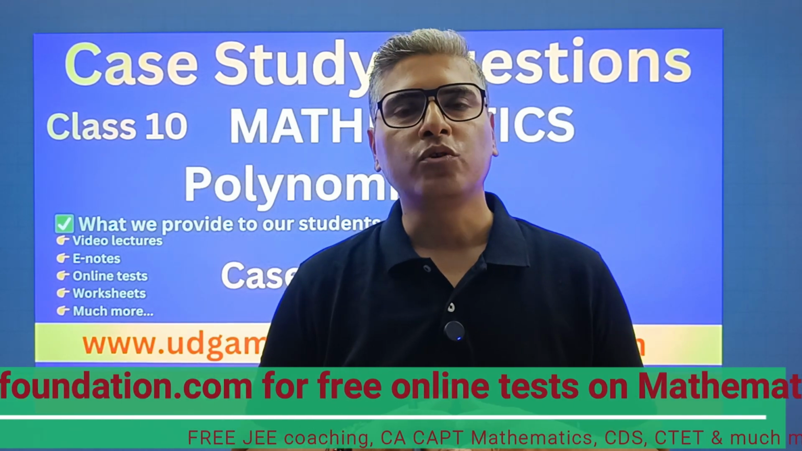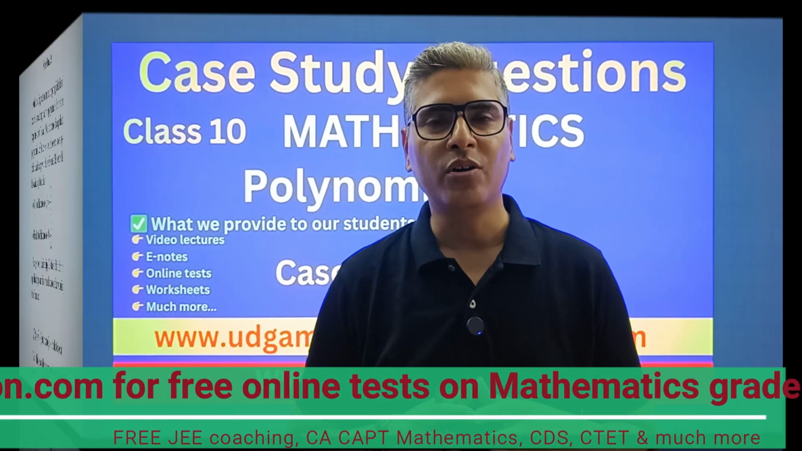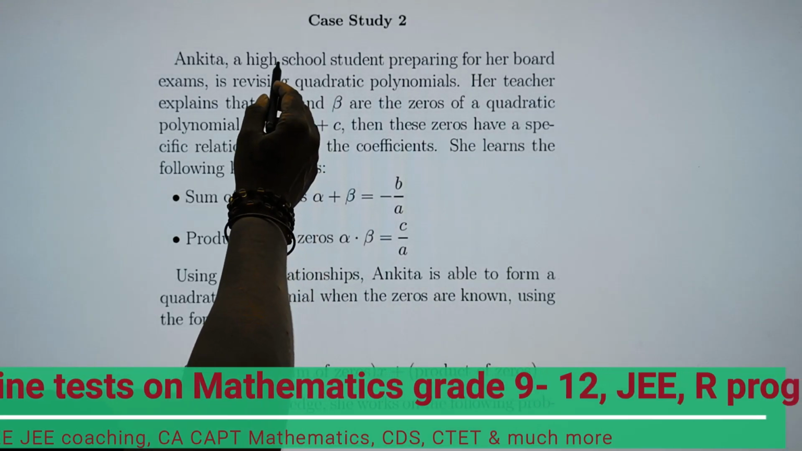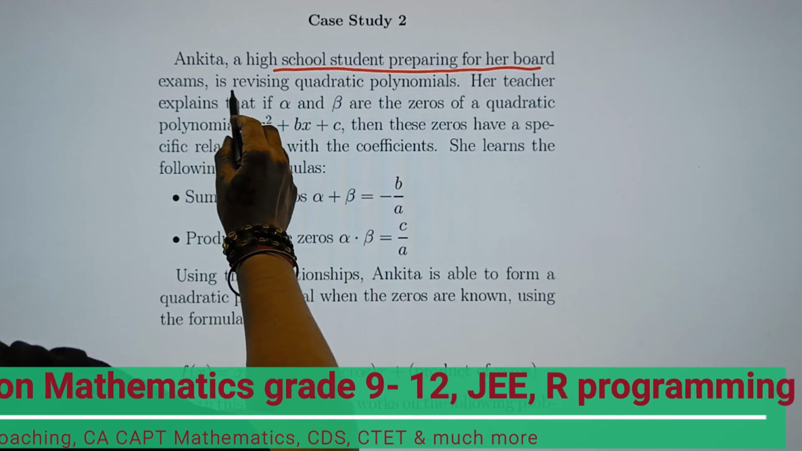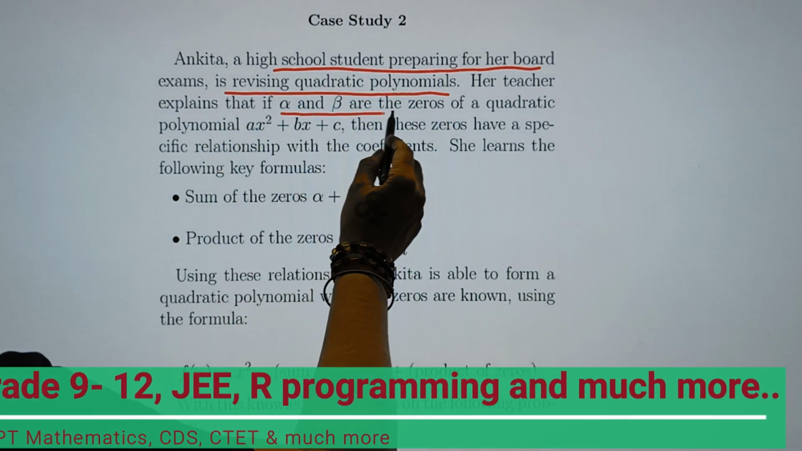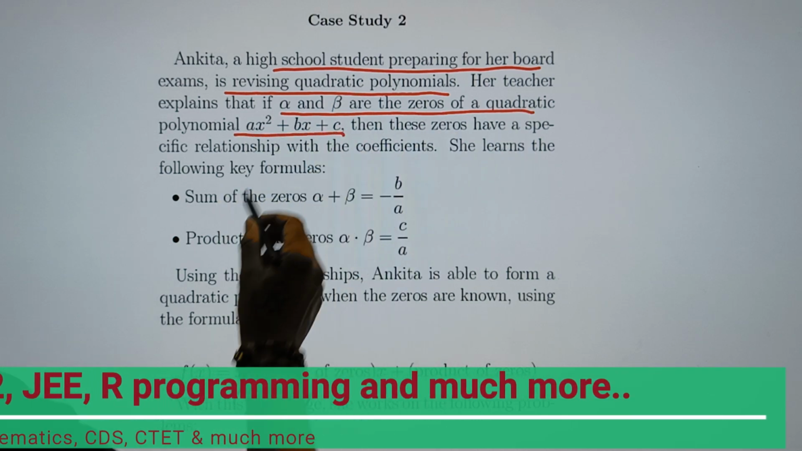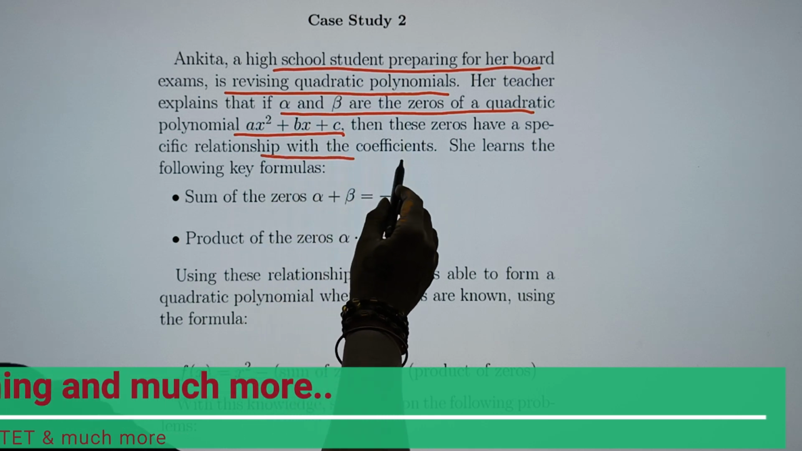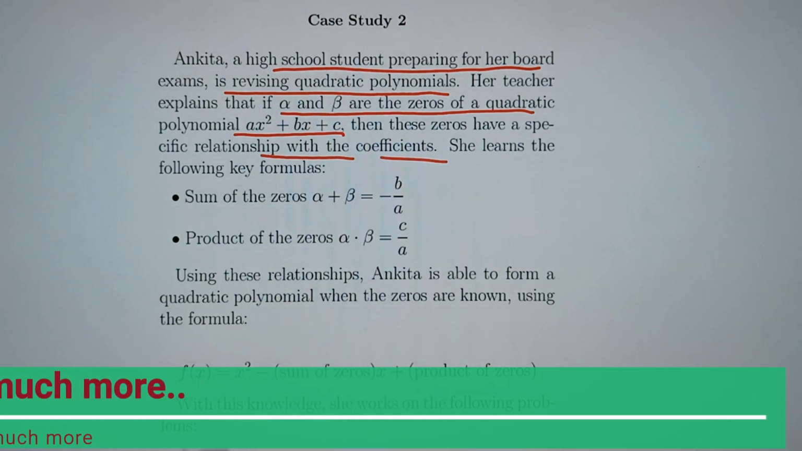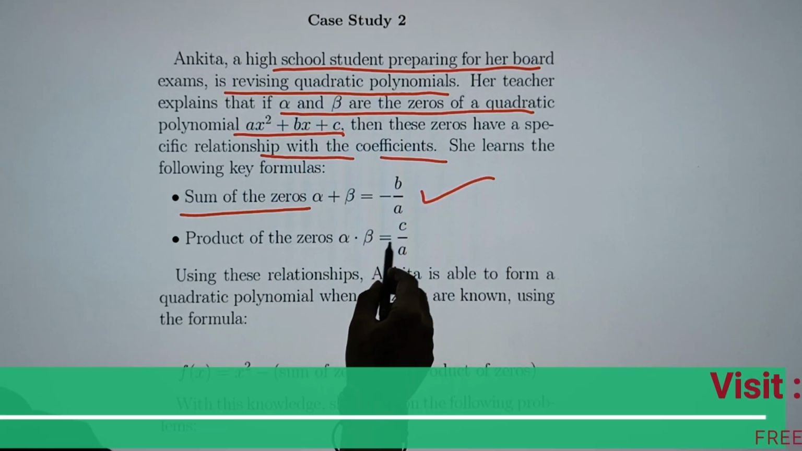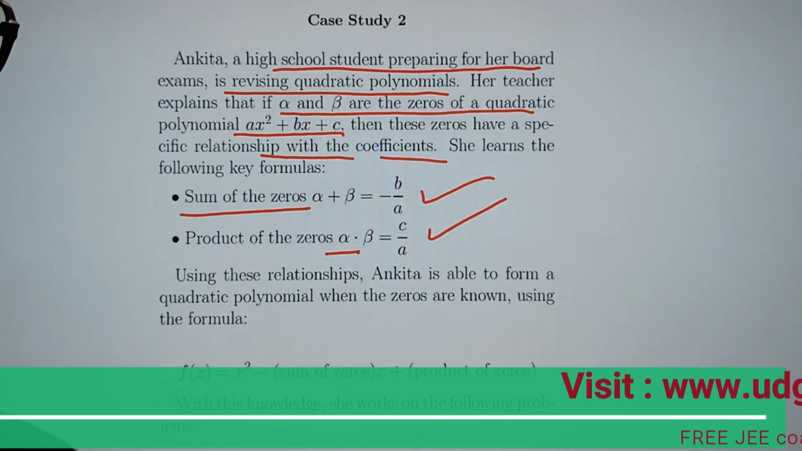So let's move towards our case study number 2 on polynomial. So students, this is our case study number 2. Ankita, a high school student preparing for her board exam, is revising quadratic polynomials. Her teacher explains that if alpha and beta are the zeros of the polynomial ax square plus bx plus c, then these zeros have a specific relationship with the coefficients. Sum of the zeros, alpha plus beta, is equal to minus b by a, and product of the zeros, alpha into beta, is equal to c by a.